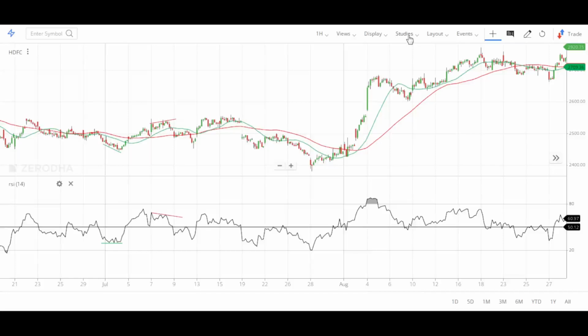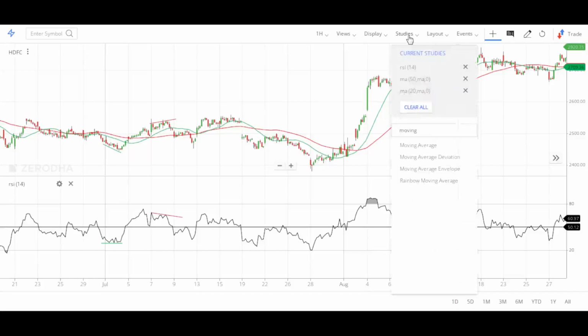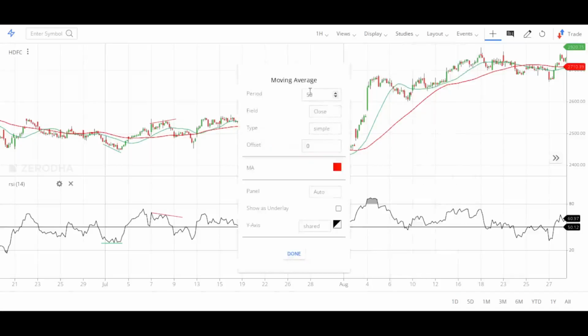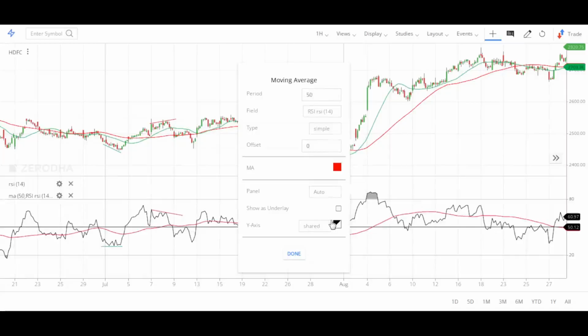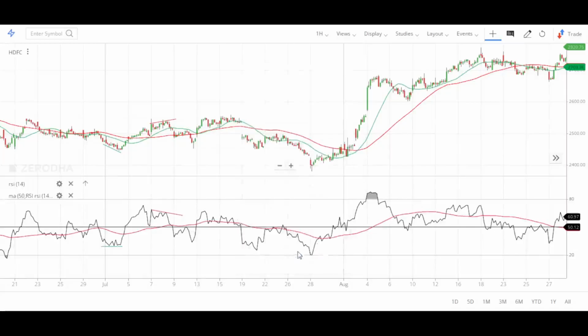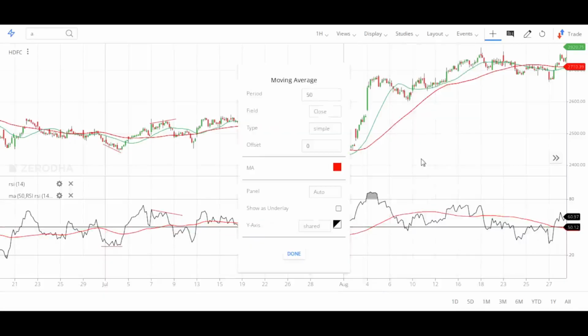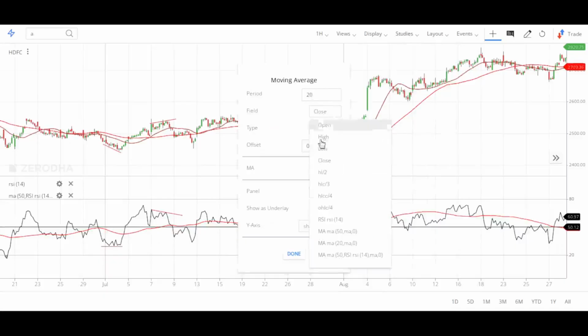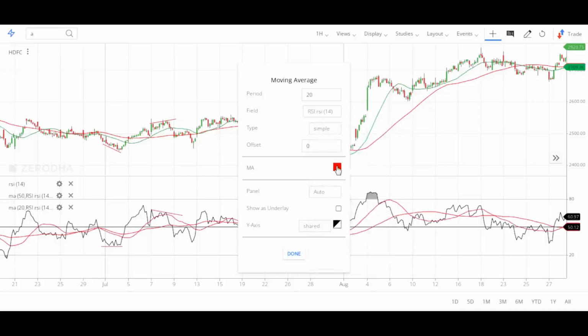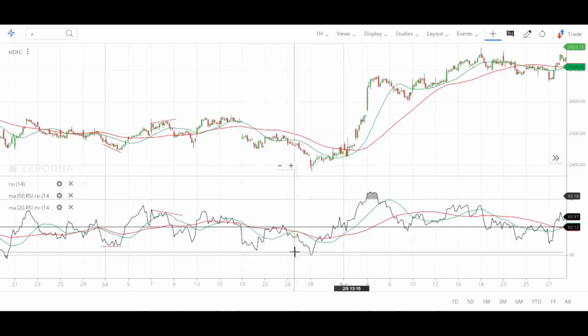Now I am going to add two more simple moving averages on RSI. First I am adding a 50 period simple moving average, and the field is RSI. So we have to change the field from close to RSI. Similarly, I am going to add another simple moving average, set the period 20, change the color from red to green, and click done. We have added another simple moving average of 20 period of the field RSI.